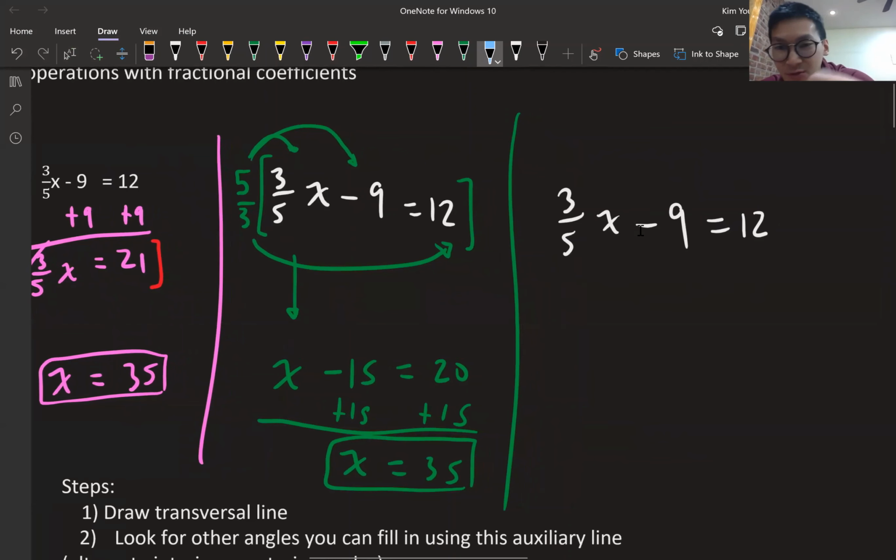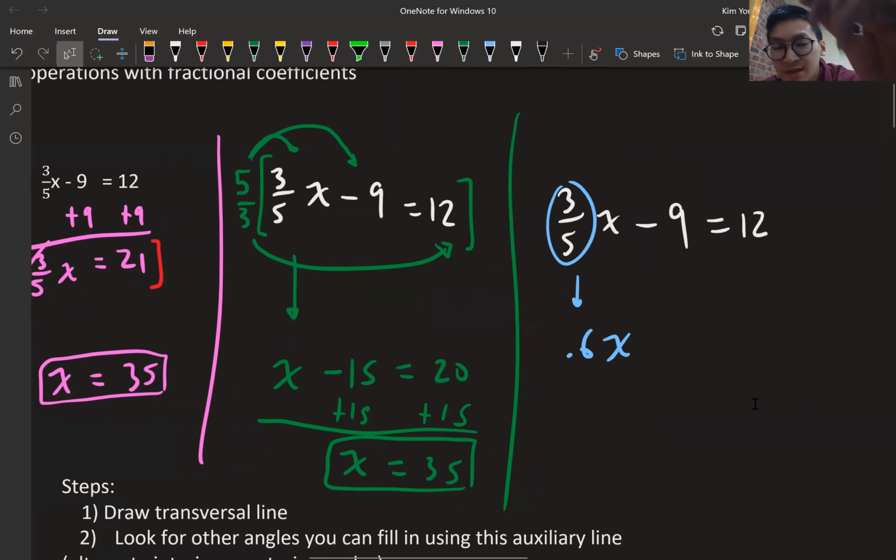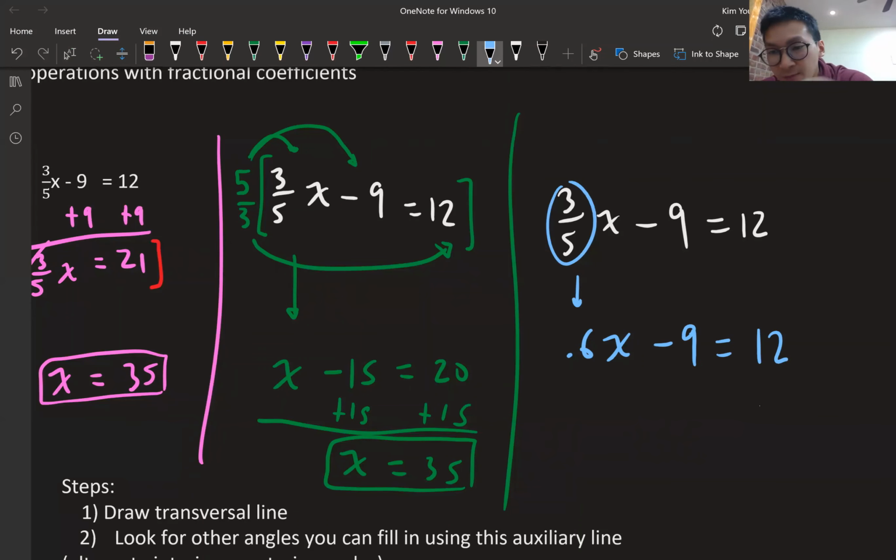But so here, this 3/5, old topic, that's equivalent to saying 0.6, or 0.6x, okay? 0.6x, and then you just rewrite the other stuff. And here you solve for x, same way, right? So then here you add 9, 21 is equal to 0.6x.